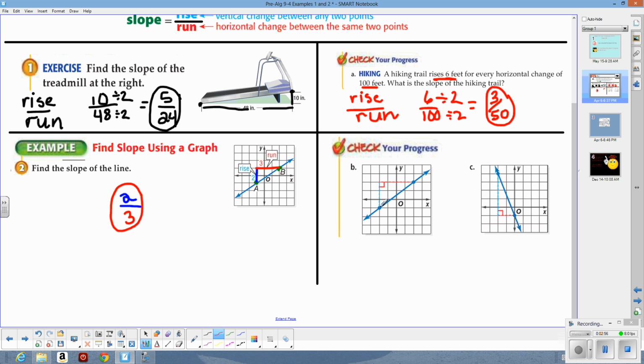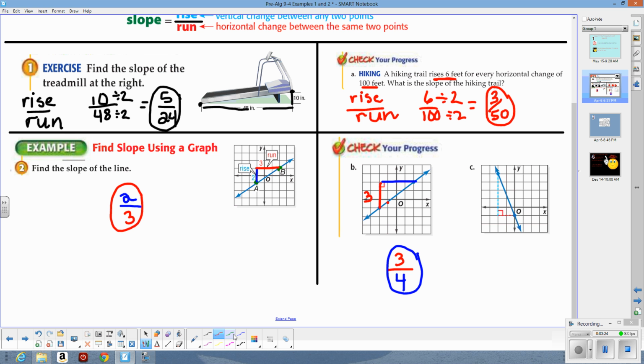In this first example, you're going to rise 1, 2, 3 units. And then you're going to run 1, 2, 3, 4 units. So the slope is 3/4. Again, what that means is for every 1 unit that you move to the right on the graph, it's going to go up 3/4 of a unit. You can see that right there in the graph.